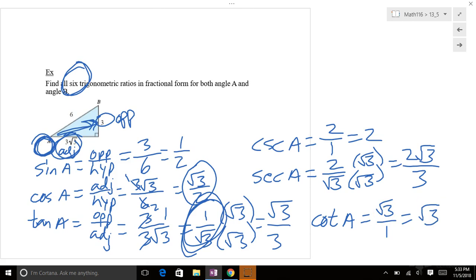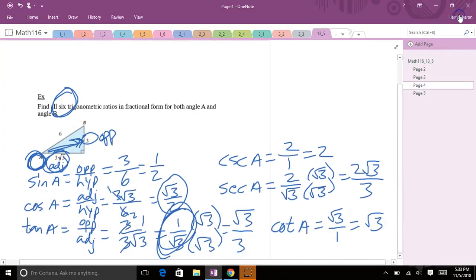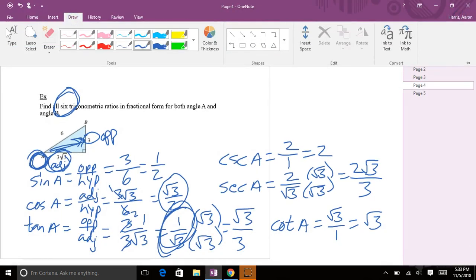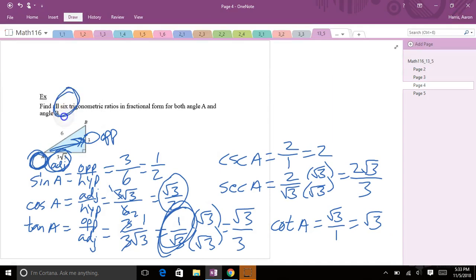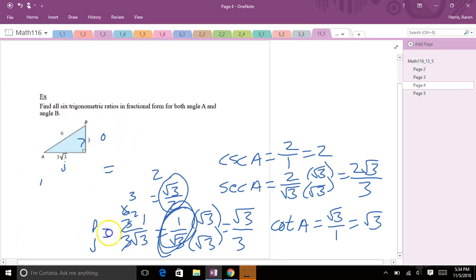We have not done all 6 trig ratios for angle B, but I do need to clear some space to do angle B here.